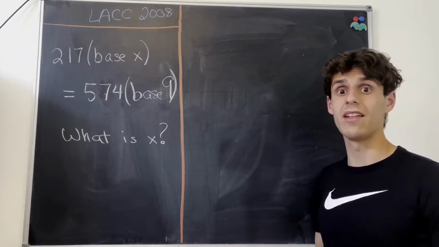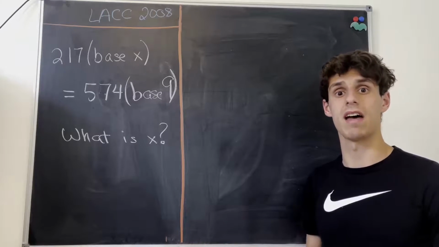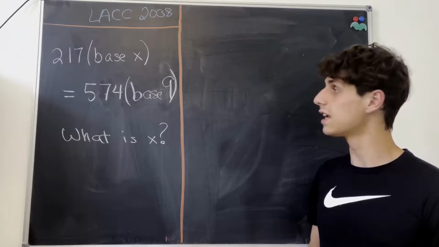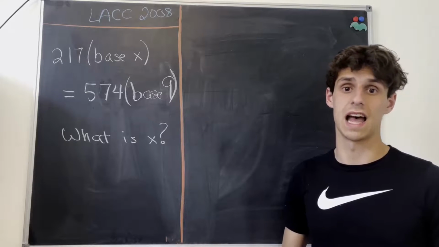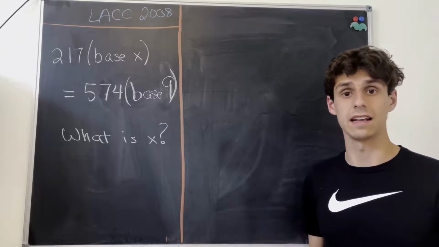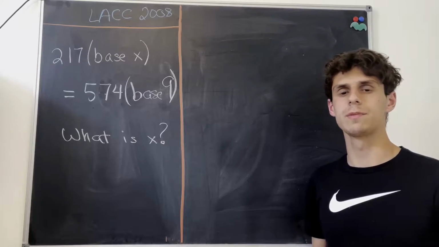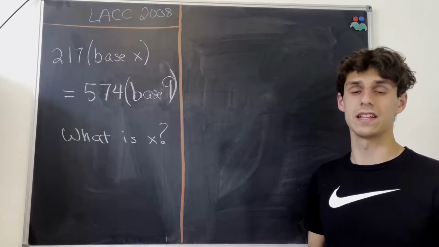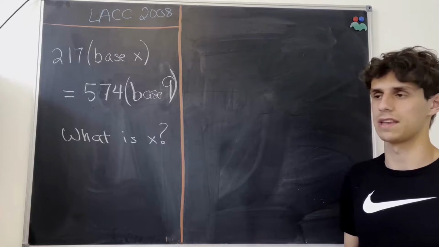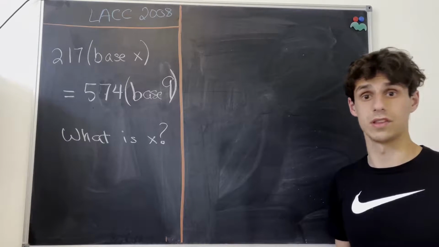Here I have a problem from the LA City College 2008 math contest, and it tells us that 217 base x is equal to 574 base 9, and then asks us to find x. I really like these types of problems because they're good applications of exponents and logarithm rules that students might learn in a pre-calculus or math analysis type class. So let's jump into this problem.